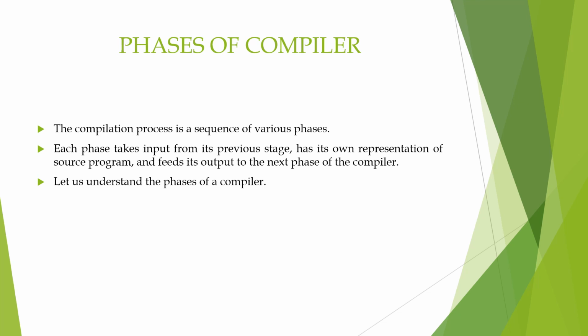The compilation process is a sequence of various phases. Each phase takes input from its previous stage, has its own representation of the source program, and feeds its output to the next phase of the compiler. So in the phases of a compiler, each phase takes the input from the previous stage, processes it, gives the output, and that becomes the input for the next phase. Let us understand the phases of a compiler.